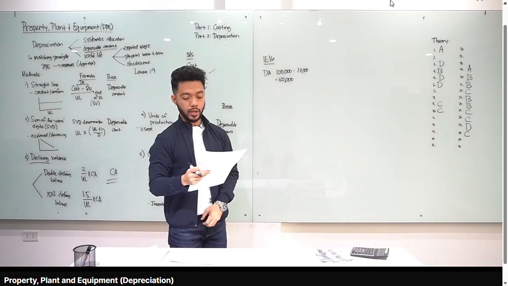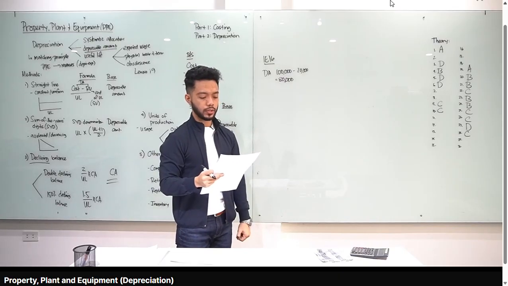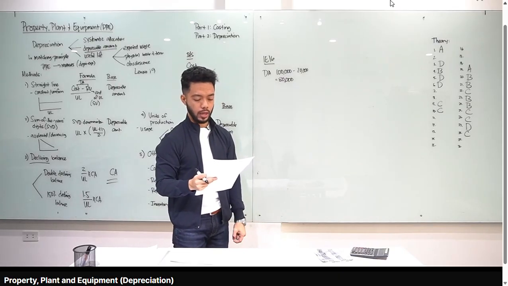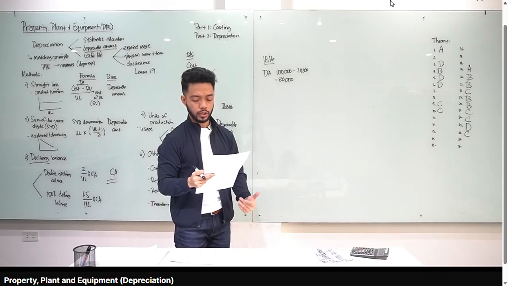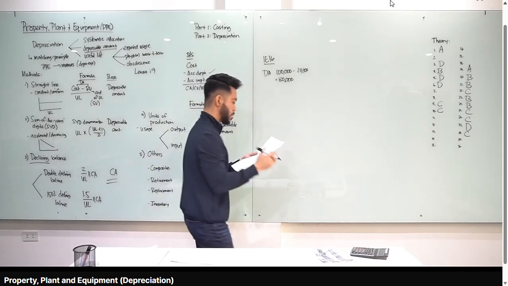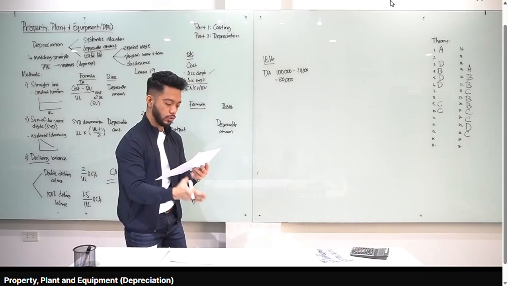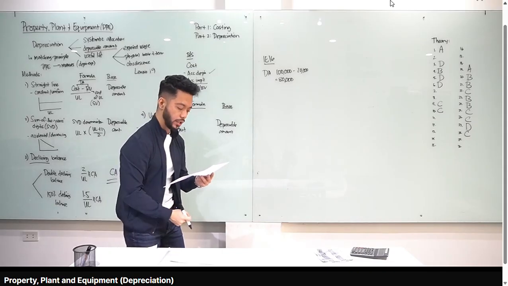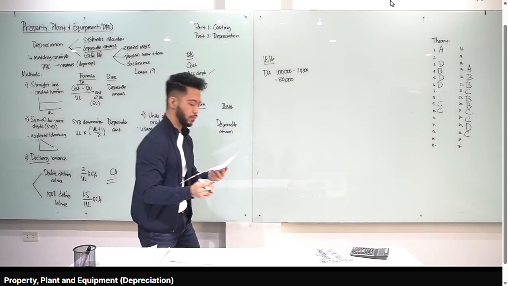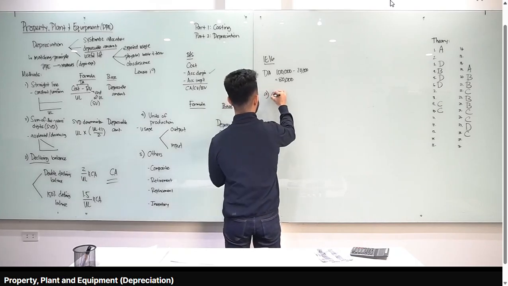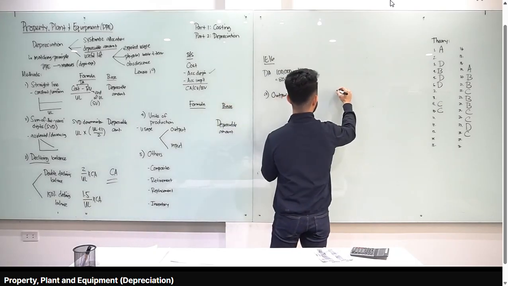The equipment has an expected total output of 160,000 units and an expected total input of 40,000 hours. Information on actual operations is presented below. So, meron tayo dyan na years 2025 to 2028. Meron tayo units produced, yun yung output natin. And manufacturing hours, yun yung inputs natin. Requirement, compute for the depreciation using output method. So, output and input.